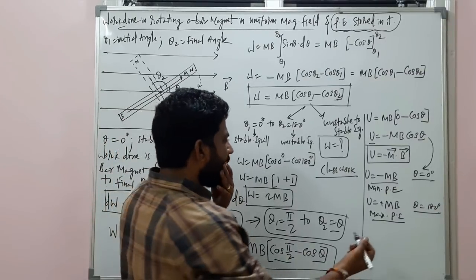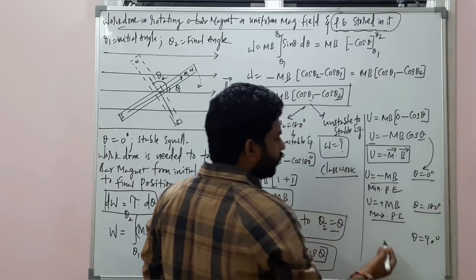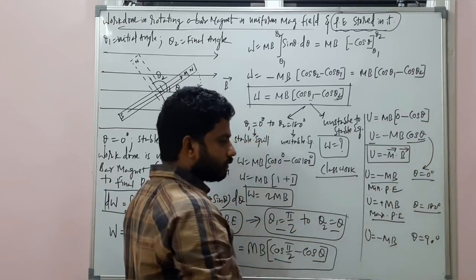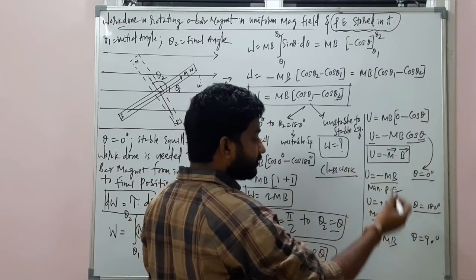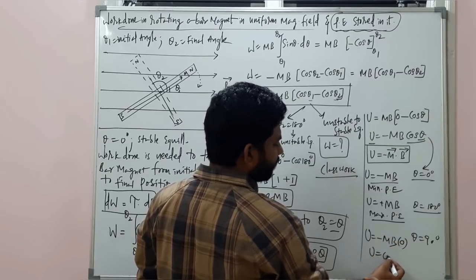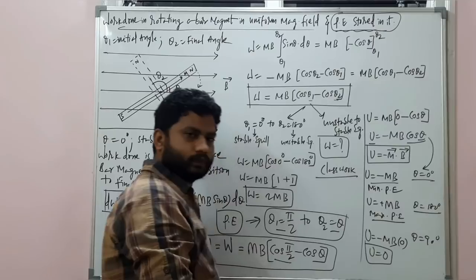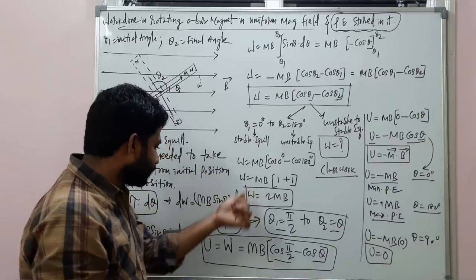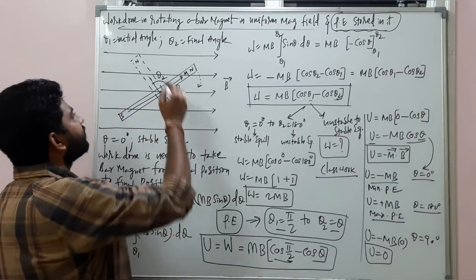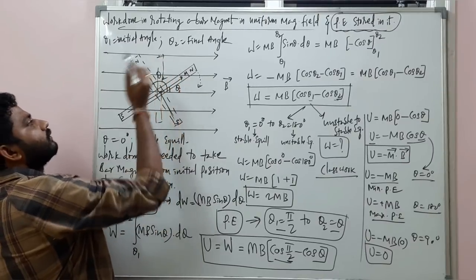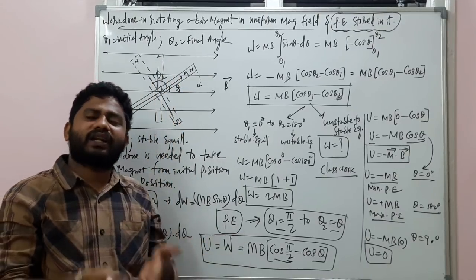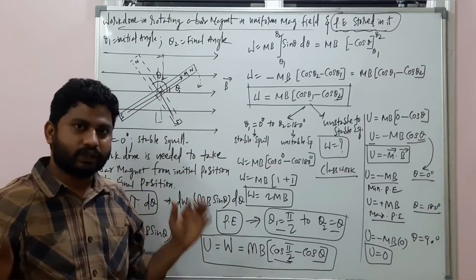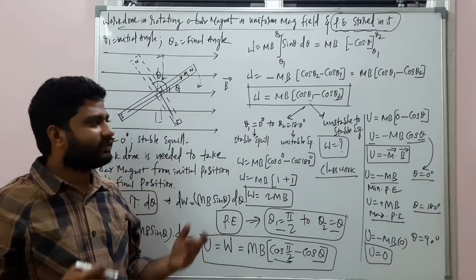Now, when theta is 90 degrees you can also do it, no problem. Minus MB into cos 90, and cos 90 will be 0. So potential energy will be 0, because our starting position was this 90 degrees. This is our starting position. At the initial position, the potential energy is 0. Now, as the position is changing, the potential energy may increase or decrease. Got it? Clear? That's it.